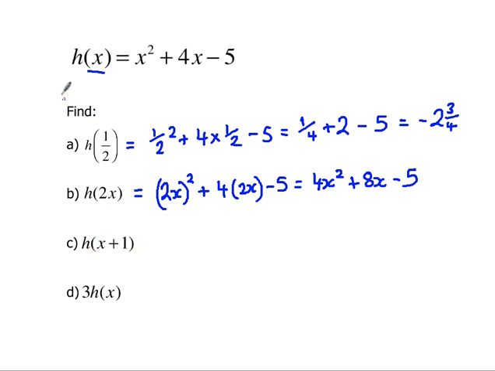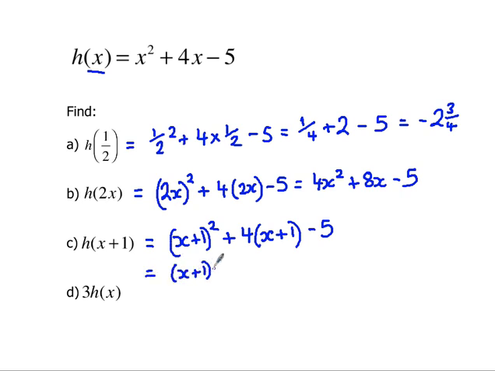Again, the next one, instead of the input being x, the input's going to be x plus 1. So we've got x plus 1 all squared plus 4 lots of, and then we've got to put that x in again here. So x plus 1 goes in, minus 5. And then we're going to need to expand this and tidy it up a little bit. So x plus 1 all squared is x plus 1 times x plus 1. We'll tidy this bit up while we're here. 4 lots of that gives us 4x plus 4 minus 5.